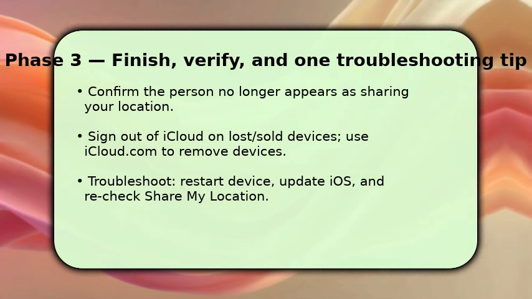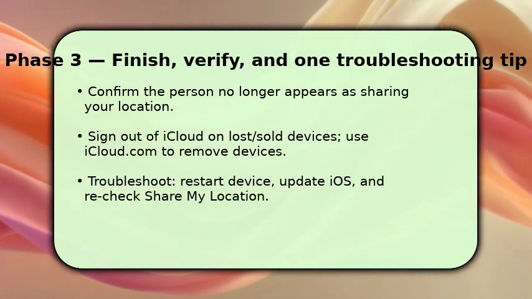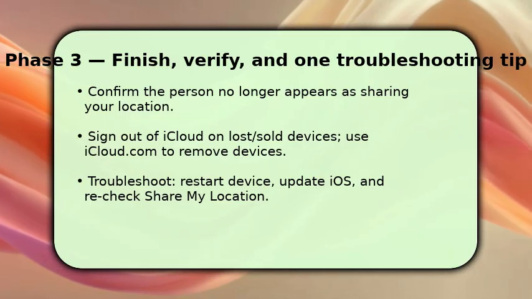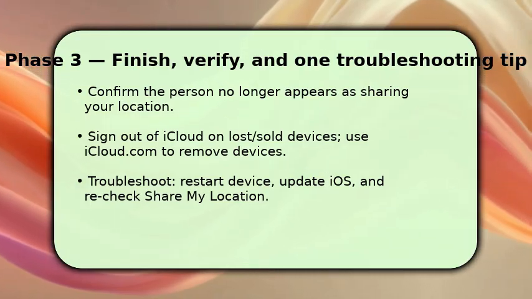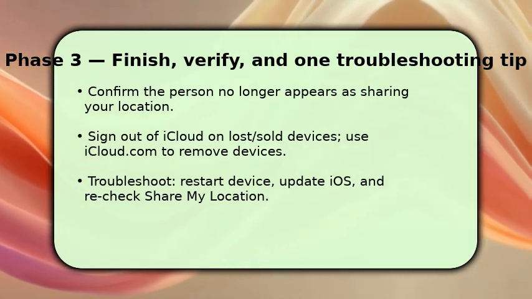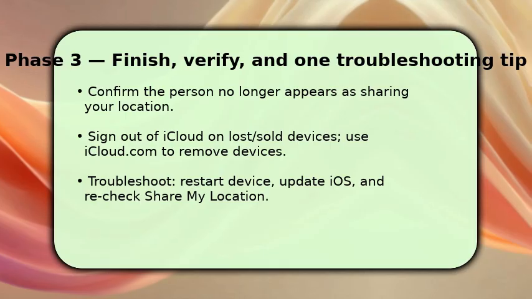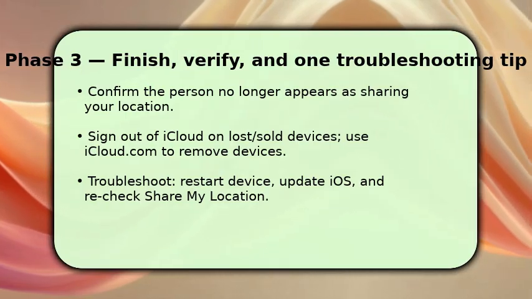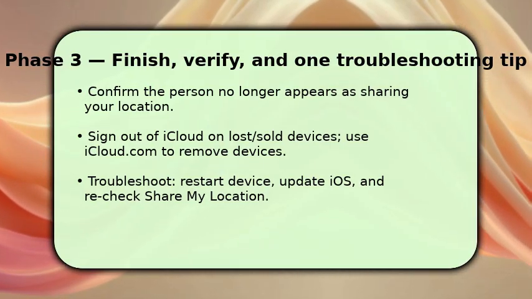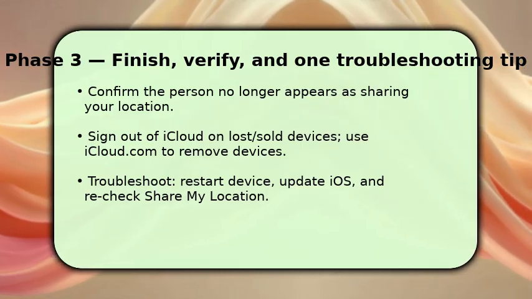If you sold or lost a device, sign out of iCloud on it or remove the device from your account at iCloud. This prevents old hardware from broadcasting your location. If something still shows, restart the device and update iOS. These steps clear cached status and ensure Share My Location respects your new settings. If problems persist, recheck.